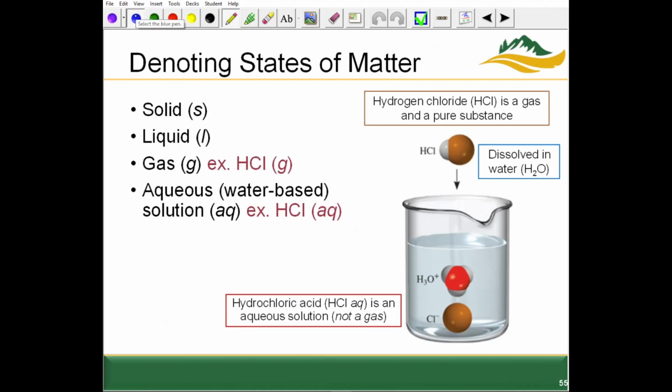Something else you may be noticing already in the semester is how we denote these different states of matter. So solid, we put parentheses here with an S, liquid, gas. If you see this AQ, this means the solution is water-based or it's aqueous. So AQ comes from aqueous.